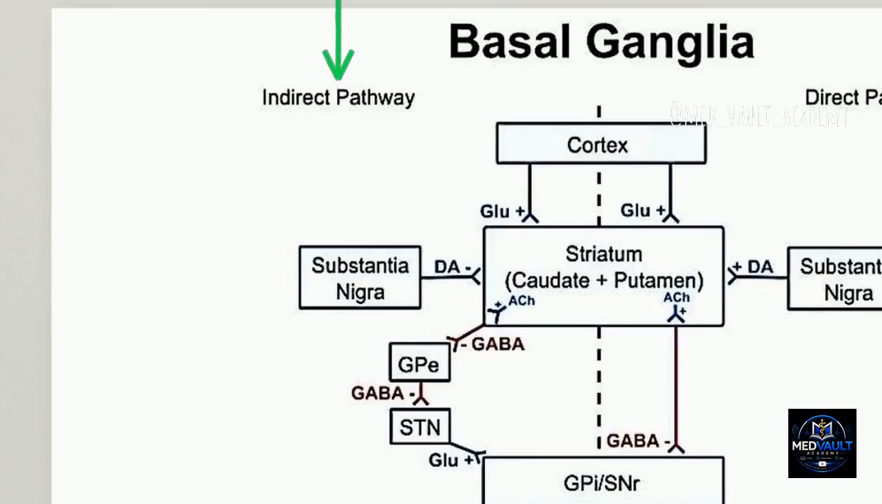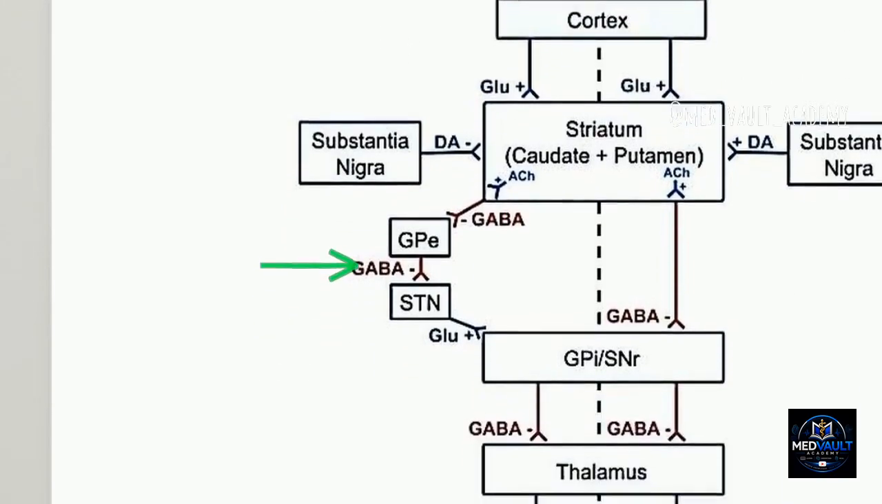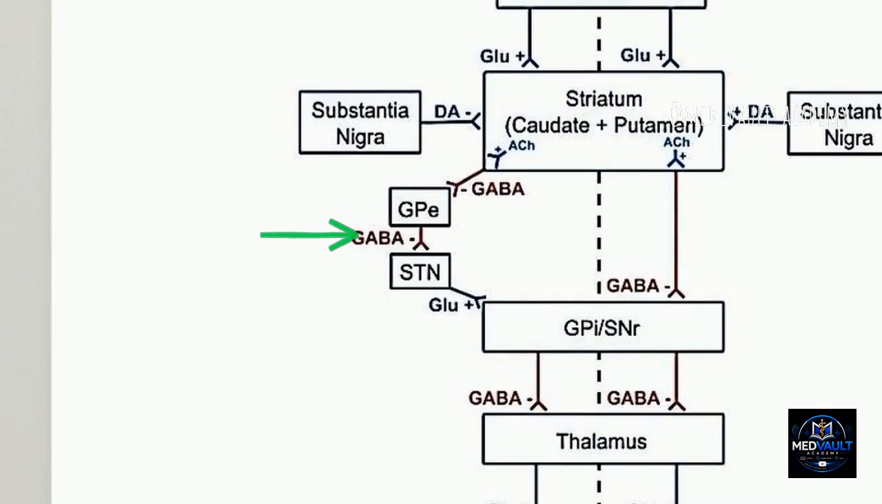Simultaneously, the indirect pathway acts as the stop signal. Its role is to suppress the competing motor plans that the direct pathway ignores. In this circuit, the excited striatum releases GABA to inhibit the globus pallidus externus, or GPE. This triggers a second disinhibition event. The GPE normally suppresses the subthalamic nucleus. By inhibiting the GPE, the subthalamic nucleus is allowed to activate.